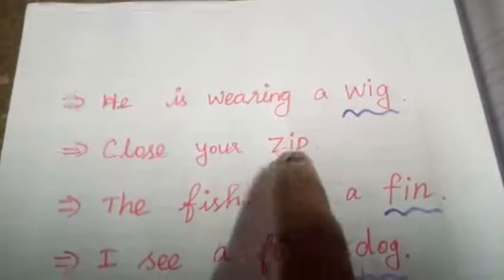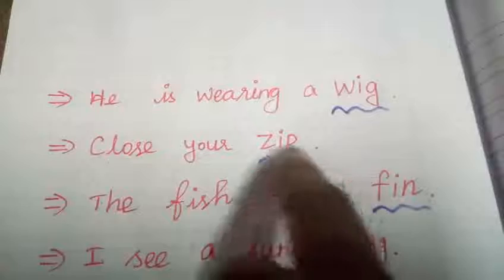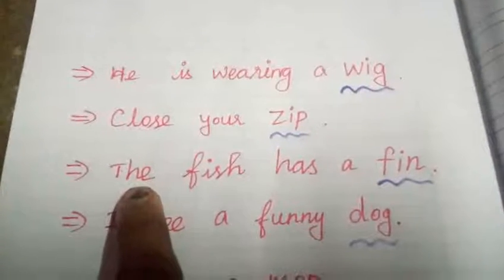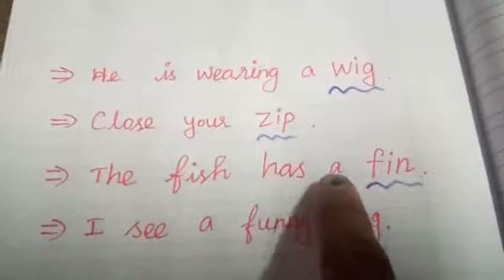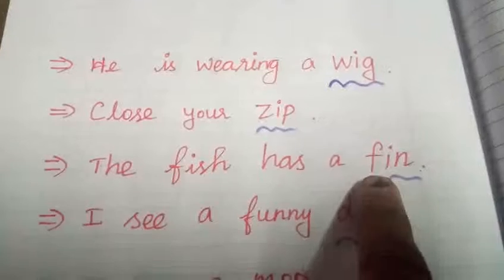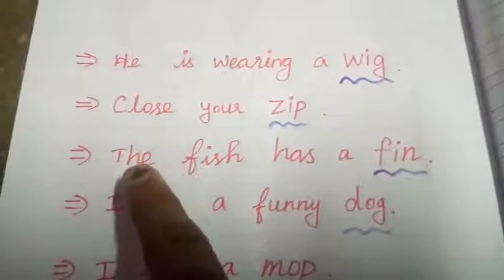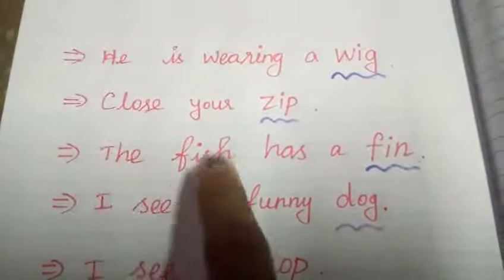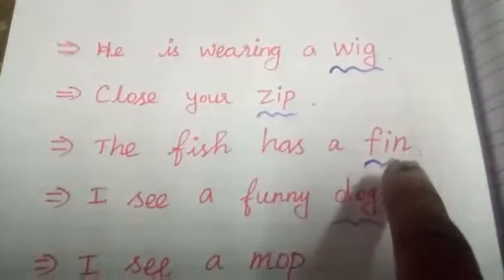Next, close your. What is this? What is a whole word? Zip. Close your zip. Next, the whole words: fish, also a whole word. Has, a whole word. This is a phonic word, fin. So, shall we read this sentence, my dear children? You also read along with me. The fish has a fin.